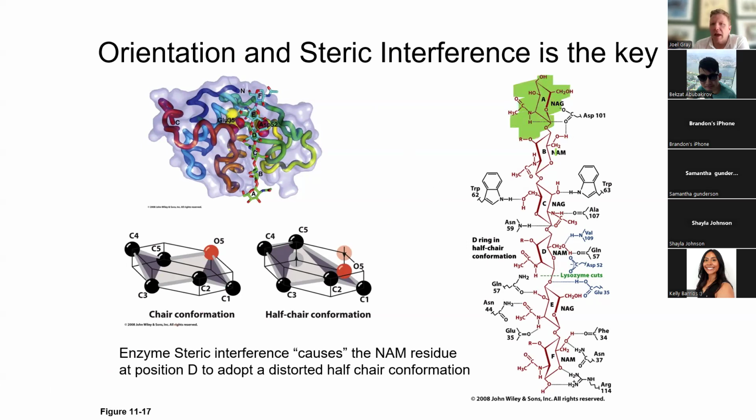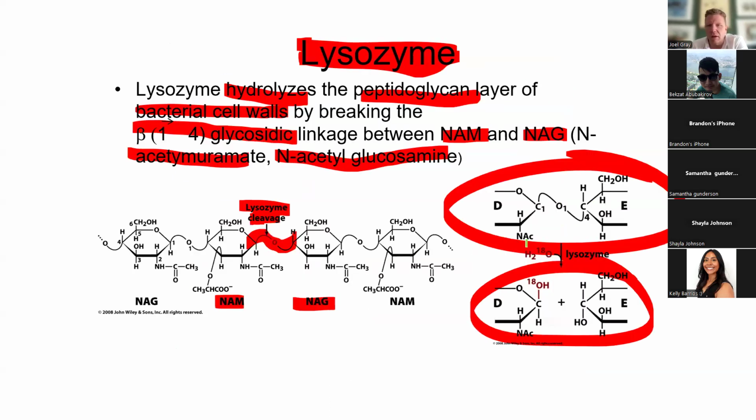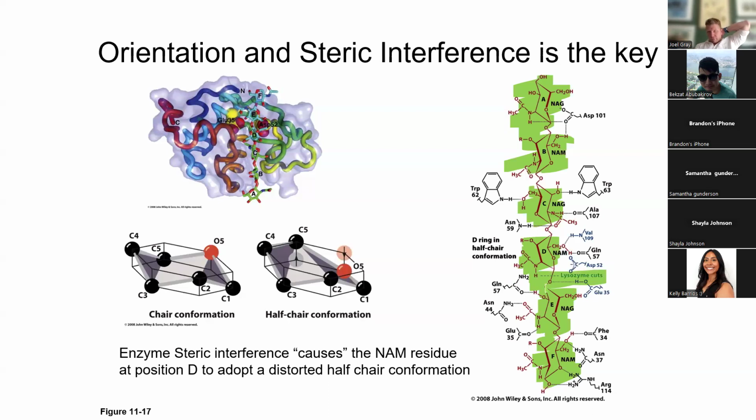So if you look at this thing in the middle, that's NAG, NAM, NAG, NAM. Now, what we're going to be doing is lysozyme is going to cut between NAM and NAG. So it's going to be cutting on what will be the anomeric carbon from 1 to 4 of NAM. Whenever lysozyme sees the anomeric carbon of NAG, it just ignores it.